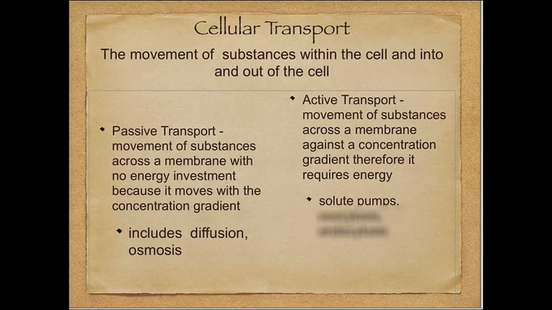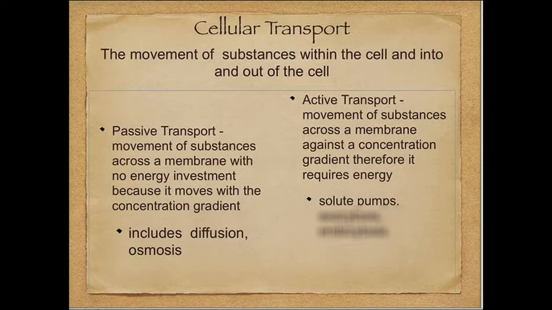Cellular transport is the movement of substances either within the cell or even into and out of the cell. There are two main categories. There is passive transport, which is the movement of substances across a membrane. This requires no energy because it moves with the concentration gradient. Concentration gradients are set up when there is more of a substance either inside a cell or outside the cell. So in passive transport, things are going to move with the concentration gradient from an area of high to low concentration.